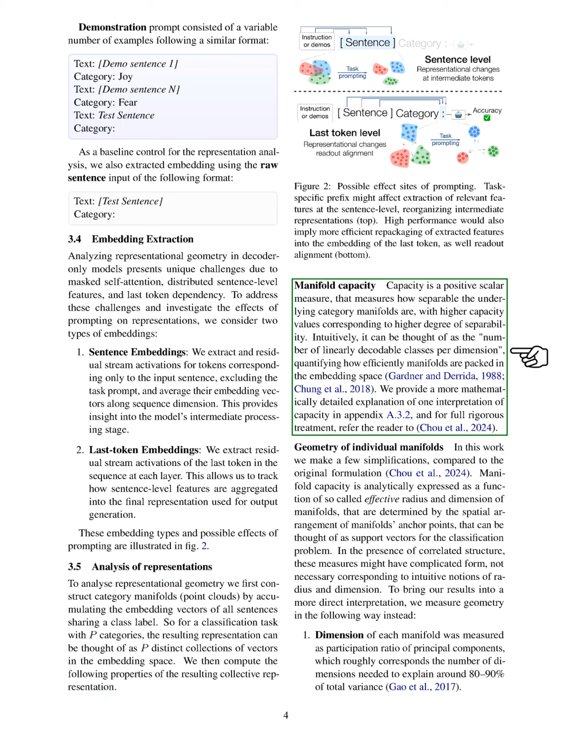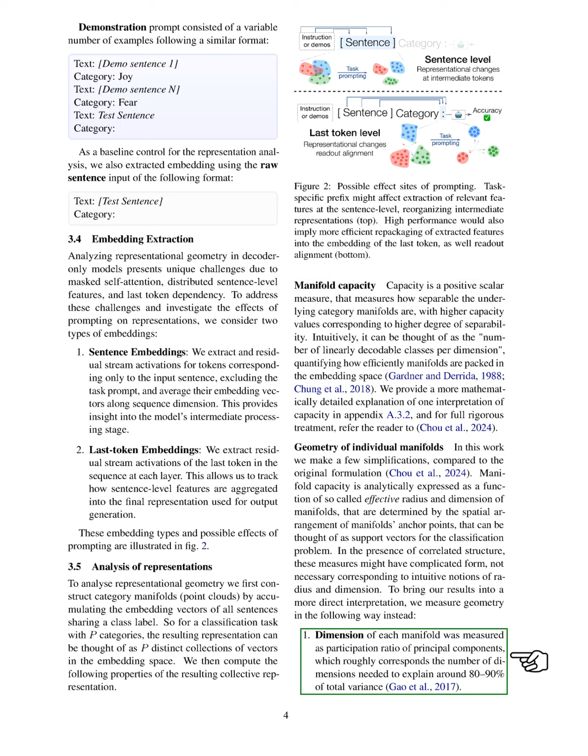Manifold capacity is a positive measure that indicates how separable the category manifolds are, with higher values signifying better separability. It can be understood as the number of classes that can be linearly distinguished per dimension, reflecting how efficiently the manifolds are arranged in the embedding space. We provide a more detailed explanation of capacity in the appendix. For the geometry of individual manifolds, we simplified our approach compared to previous formulations.